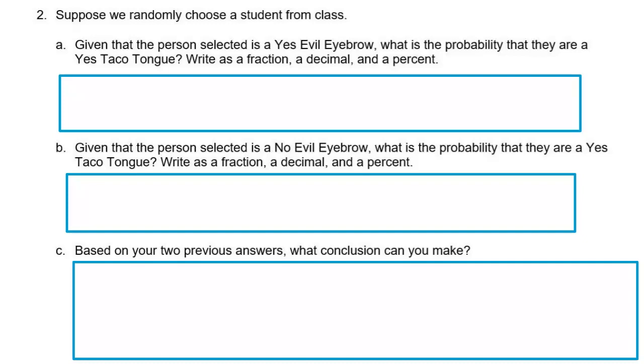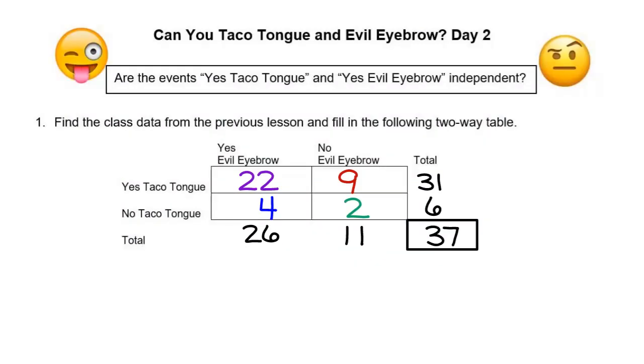Given that the person selected is a yes evil eyebrow, what is the probability that they are a yes taco tongue? Given that they are a yes evil eyebrow, what is the probability that they are a yes taco tongue? What'd you say? Yes. You're exactly right.